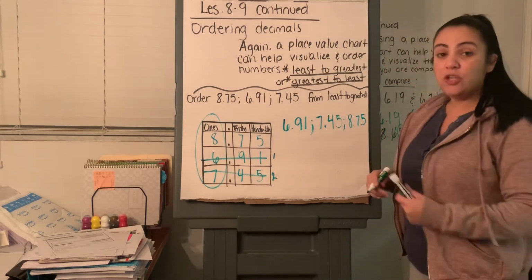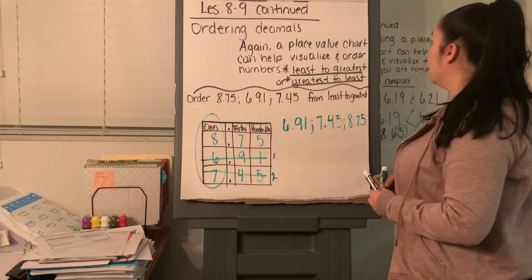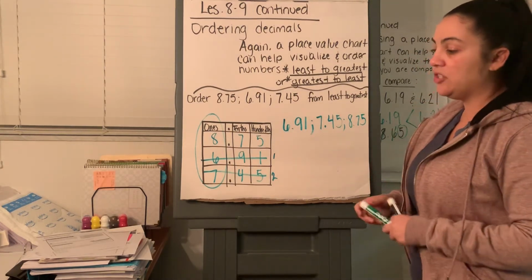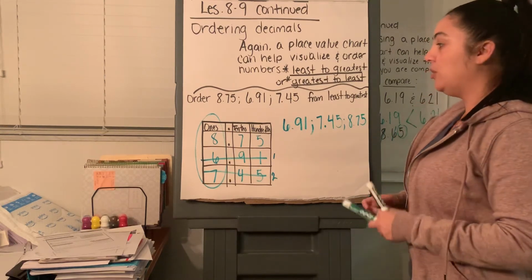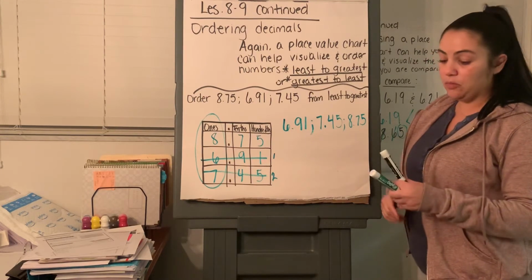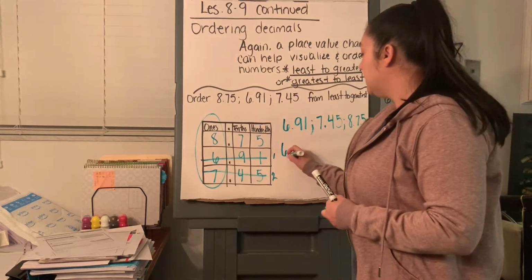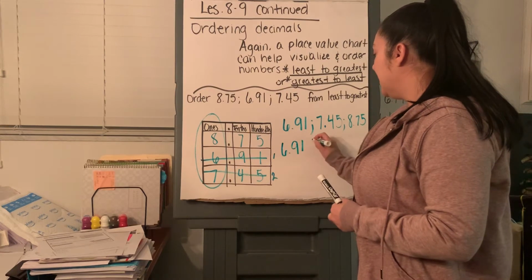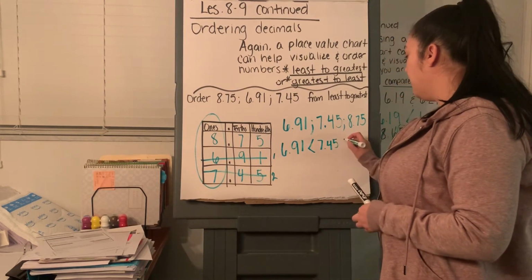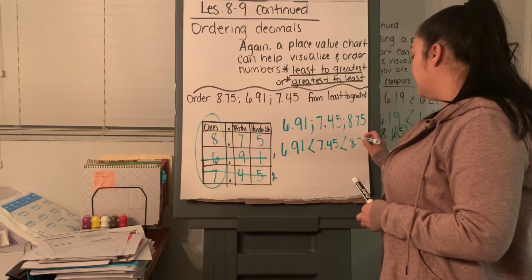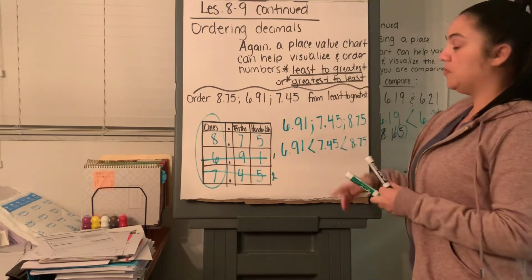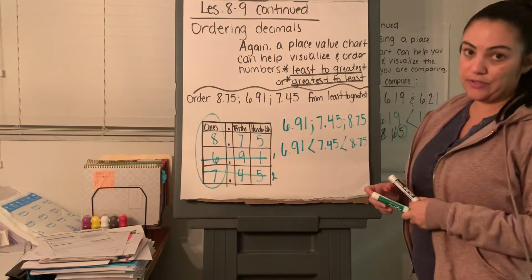Now, within your worksheets today, you are going to be ordering, comparing, and rounding decimals. Pay very close attention to the directions. Make sure that you know your symbols. This can also be written as 6.91 is less than 7.45, and 7.45 is also less than 8.75, and vice versa. When you're doing greater than, the symbols would be switched, and so would the answers.